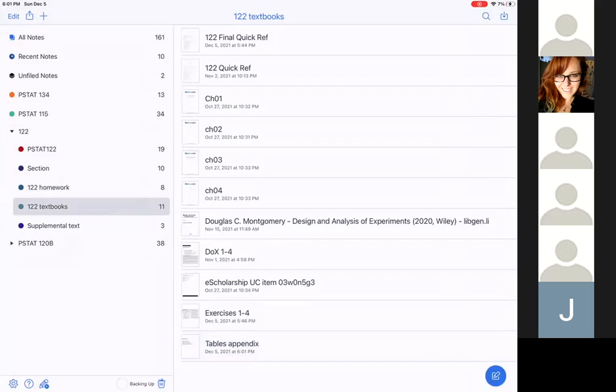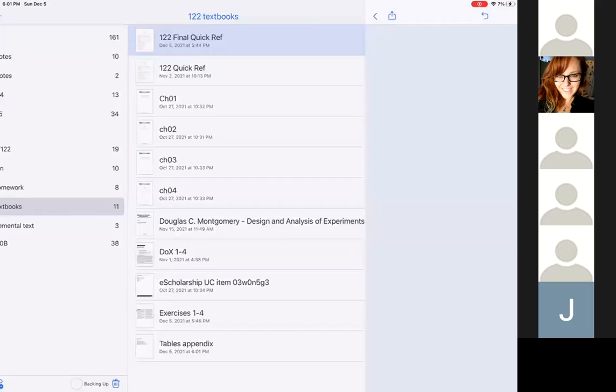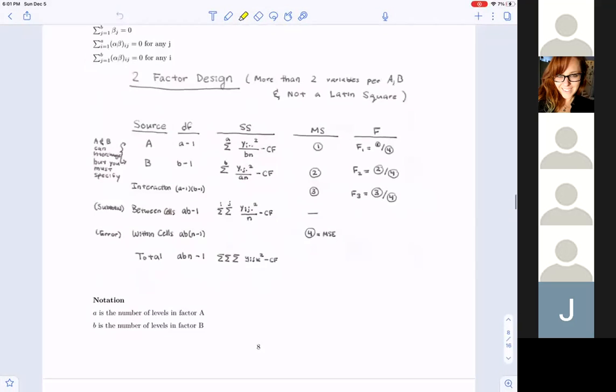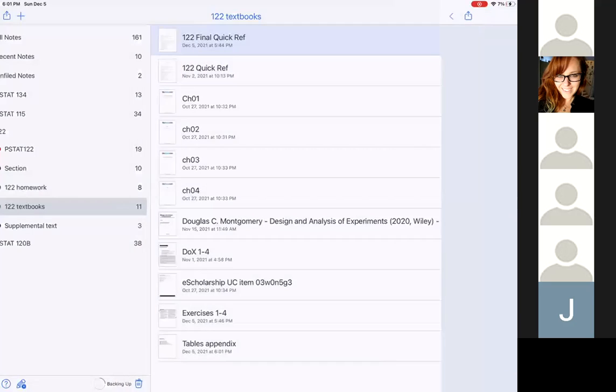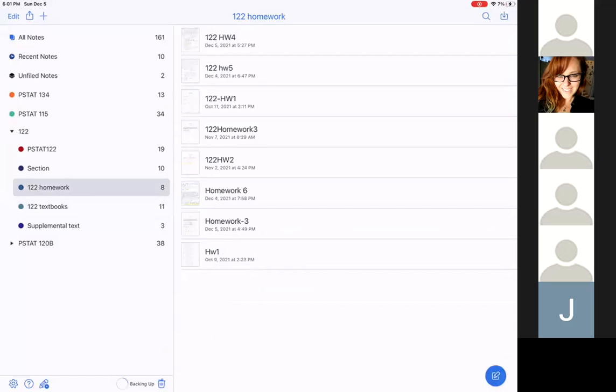Okay. Back to this part. We were looking at homework for a second. That's right. Sorry, guys. Squirrel.